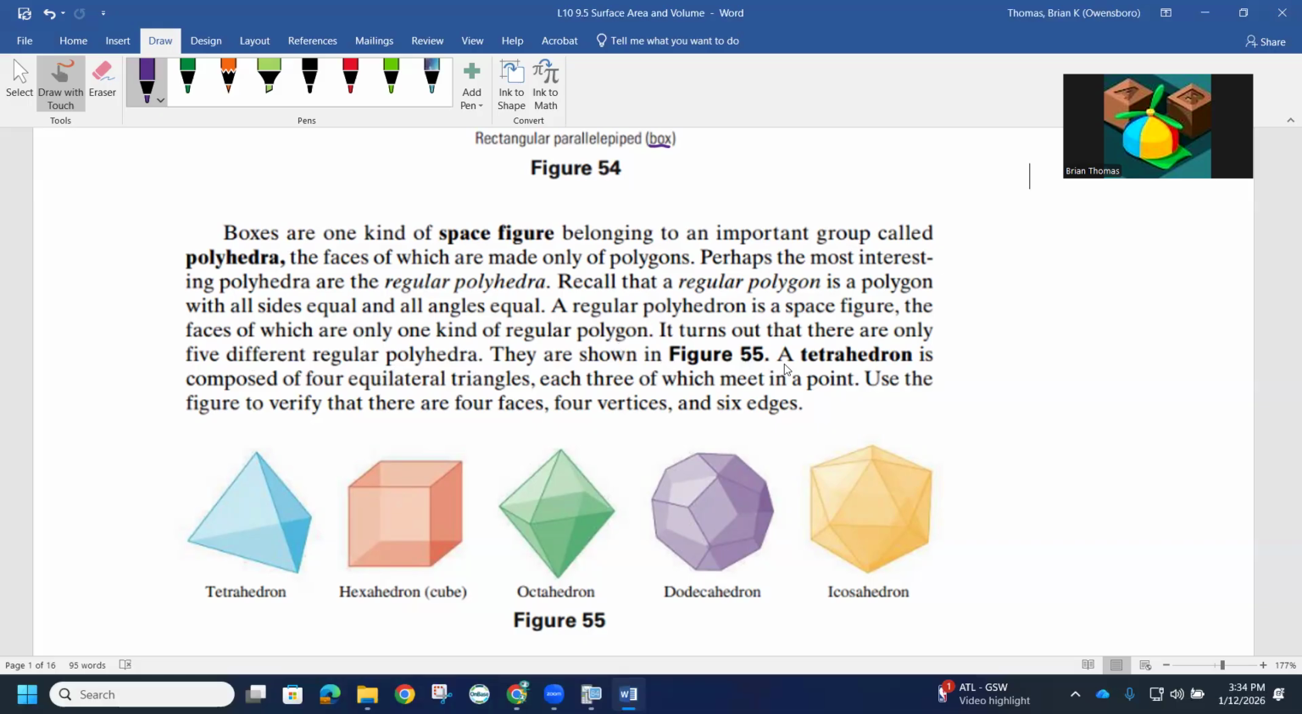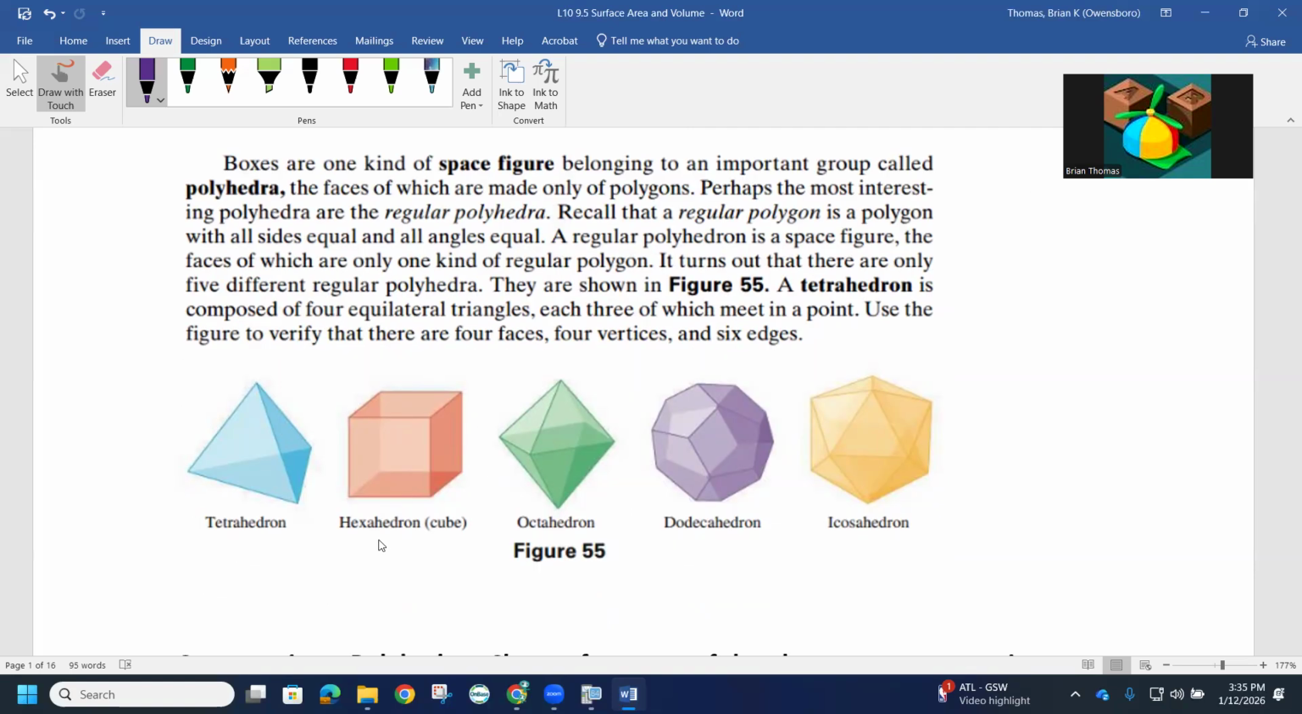So we have what's called a tetrahedron. A tetrahedron is composed of four equilateral triangles, three of which meet in a point. So notice how we have these three faces, but notice how they meet in a point. We also have what's called a hexahedron, which is a cube. We have an octahedron, which takes on this shape. So it looks like it has four faces on the top and four faces on the bottom. So it has eight different faces.